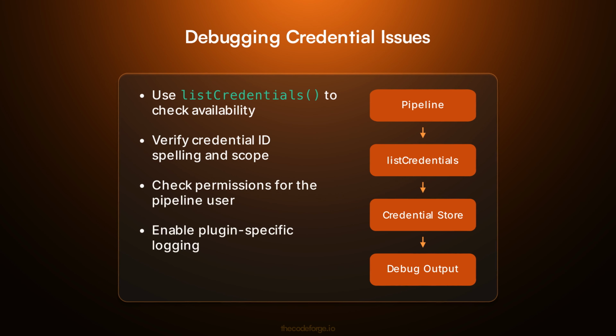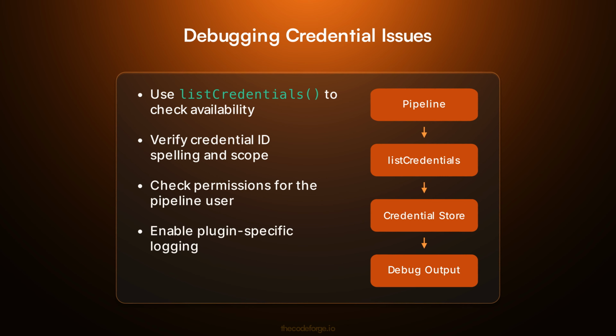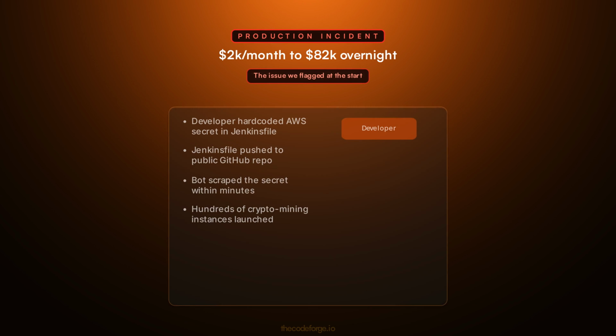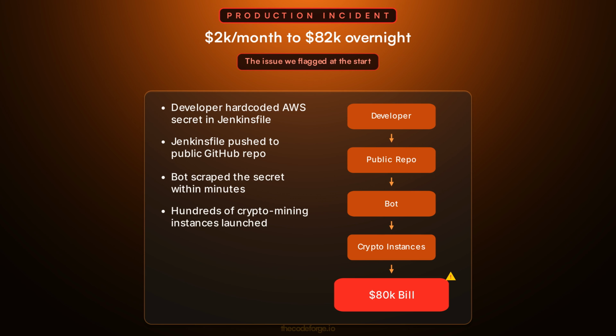When pipelines fail due to credential issues, use listCredentials to see what's available. Check the credential ID and scope. Ensure the pipeline user has permission. Enable logging for credential plugins to get detailed errors. This is the same issue we highlighted at the start. Here's exactly why that happened.